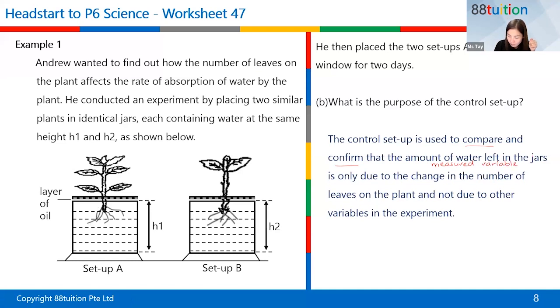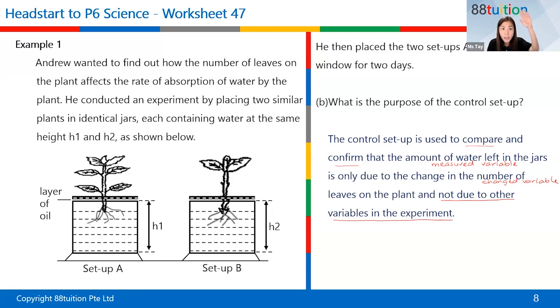We did say, right? The measured variable is only due to the change variable. What is the change variable? It's actually the number of leaves. So this is the change variable. So it's really due to the change variable and nothing else. But don't write nothing else. You have to write it such that it is acceptable for science marking. Not due to other variables in the experiment. You need to include this.